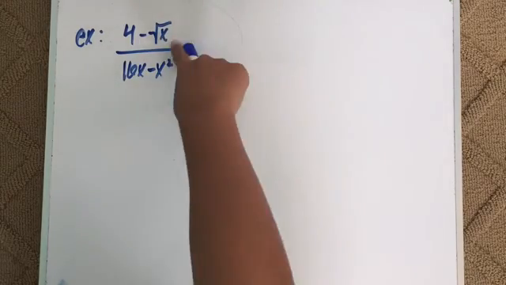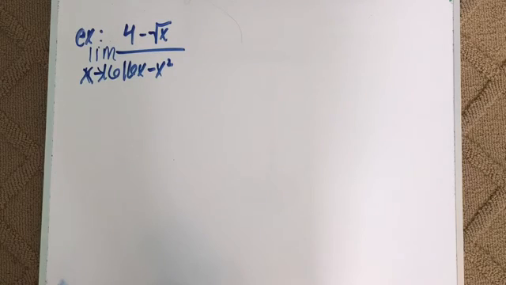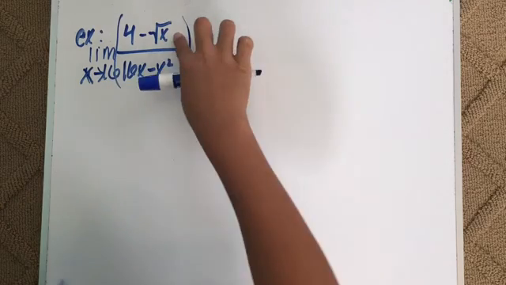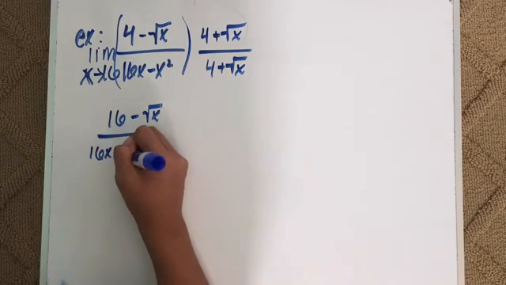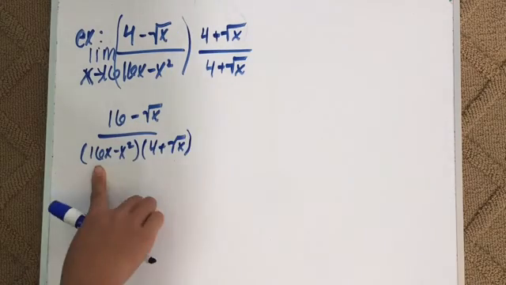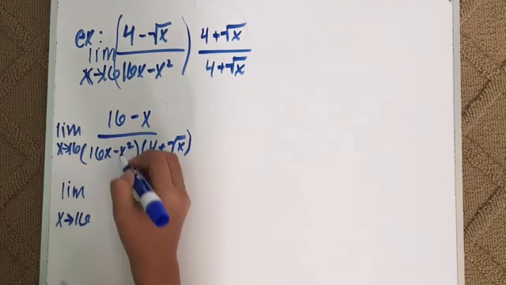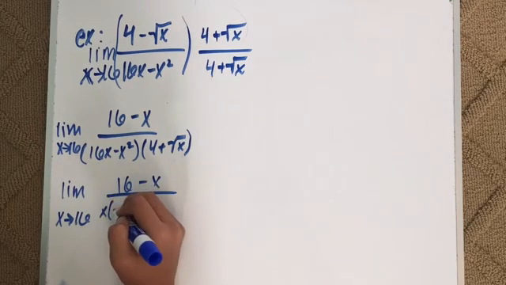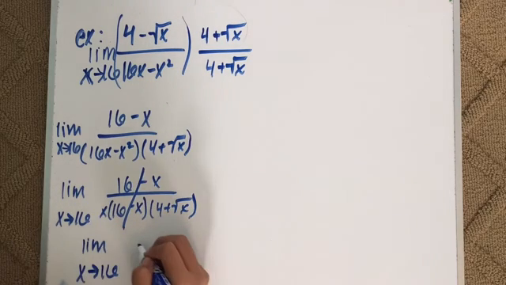The limit as x approaches 16 of 4 minus the square root of x, over 16x minus x squared. In the numerator we have a square root, so we can multiply by its conjugate. We multiply the top and bottom by 4 plus the square root of x. Then we have 16 minus x over 16x minus x squared times 4 plus the square root of x. Then we can factor out an x in the denominator, and then the 16 minus x cancels out.